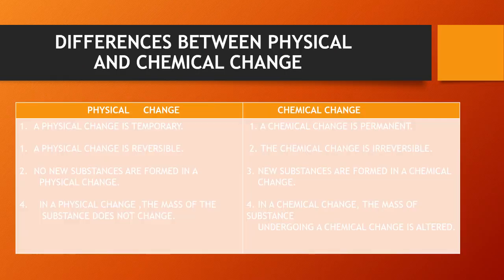Children, now in this slide, we will make out the differences between physical and chemical changes. I have given them in points. A physical change is temporary while a chemical change is permanent. A physical change is reversible while a chemical change is irreversible. No new substances are formed in a physical change while in a chemical change new substances are formed.